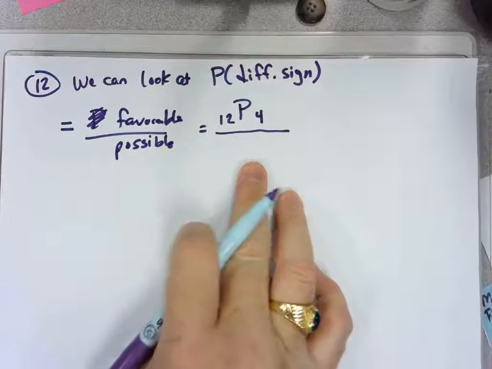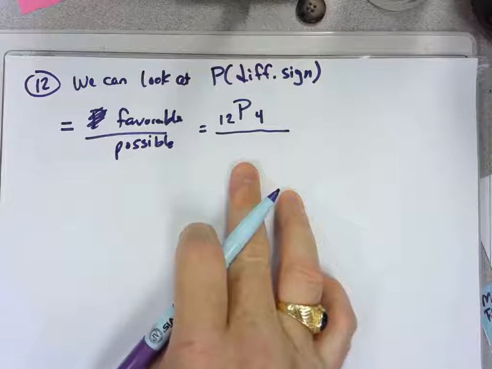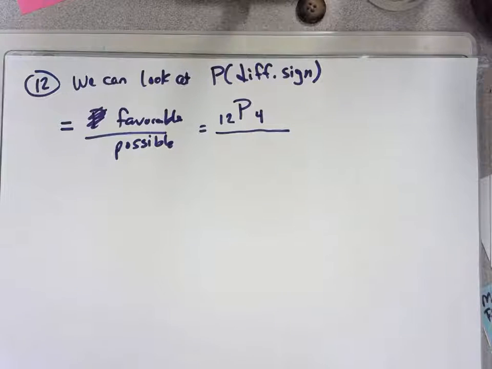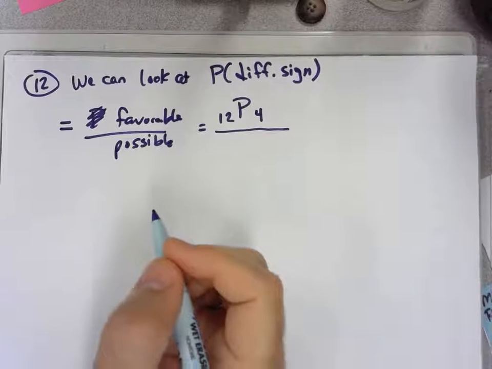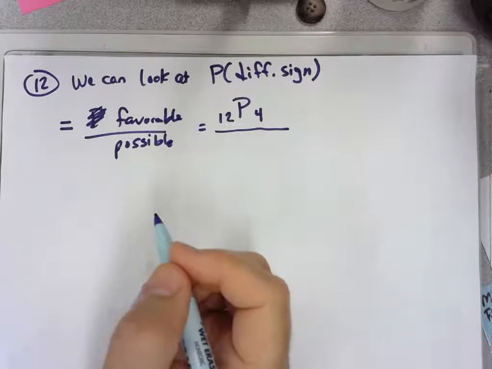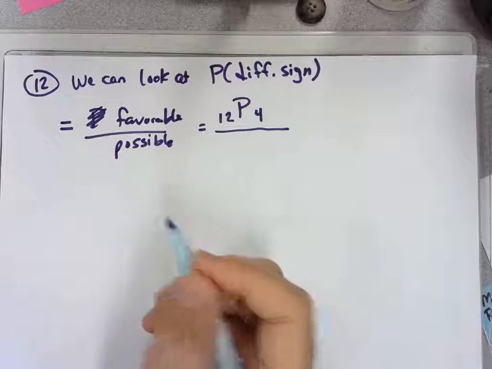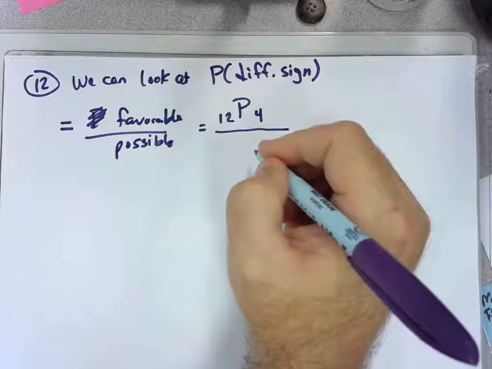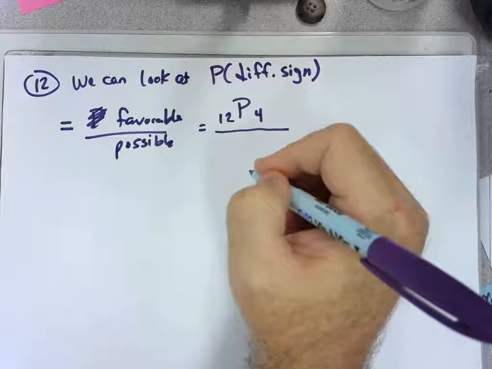And then what's the possibility here? What do I put on the bottom? 4P12, right? On the bottom, right? I'm not sure about that.